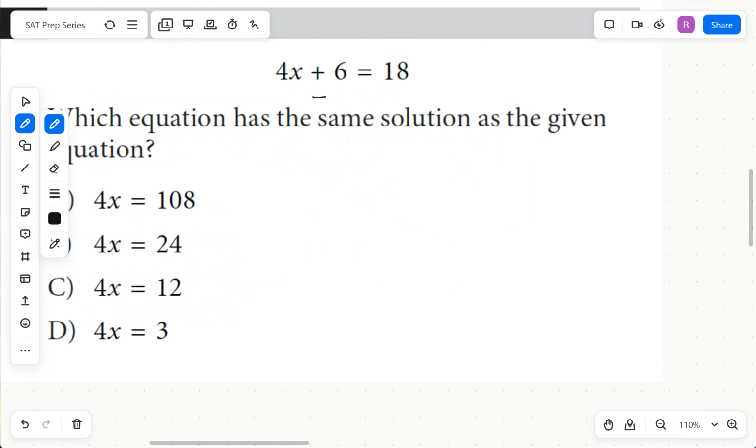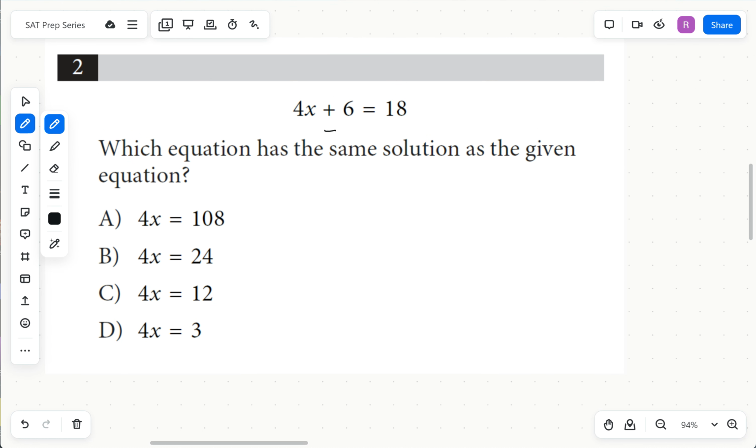Question number 2. This one says, which equation has the same solution as the given equation? And what they give us here is the equation 4x plus 6 equals 18. So in order to start this question, if we were going to try and find out the solution to the given equation, what I would want to do is subtract 6 from both sides of the equation.